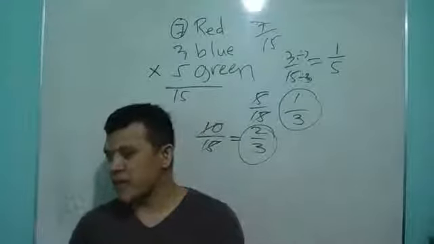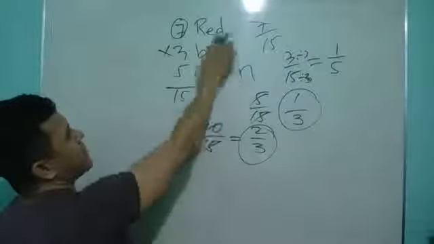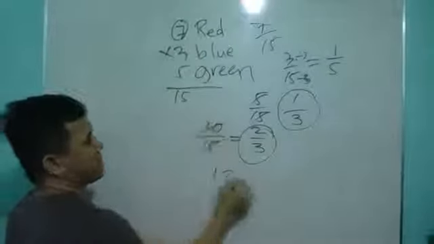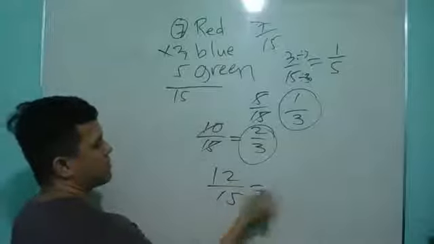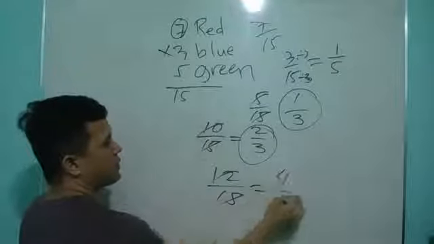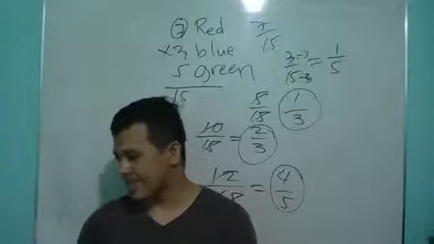Number 5, not blue. Not blue, so we have green and red. So 7 plus 5, that is 12 over 15. 7 plus 5 is 12, and then over 15, which is the total, divided by 3, so we have 4 over 5. So 4/5. And that is letter C again.